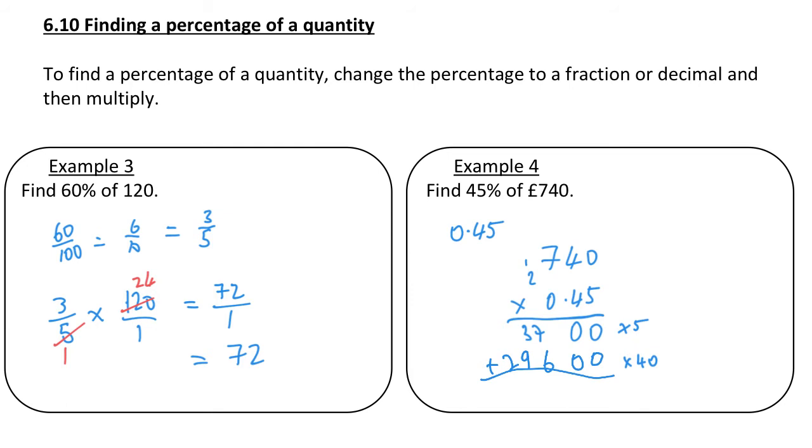So 0 and 0 is 0. 0 and 0 is 0. 7 and 6 is 13. 3 and carry a 1. 9 and 1's 10, plus 3 is 13. 3 and carry a 1. And then 2 and 1's 3.